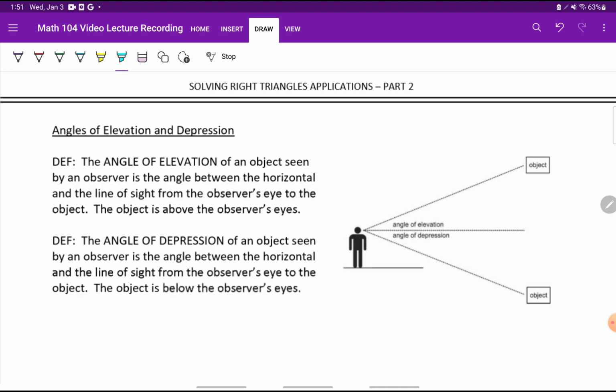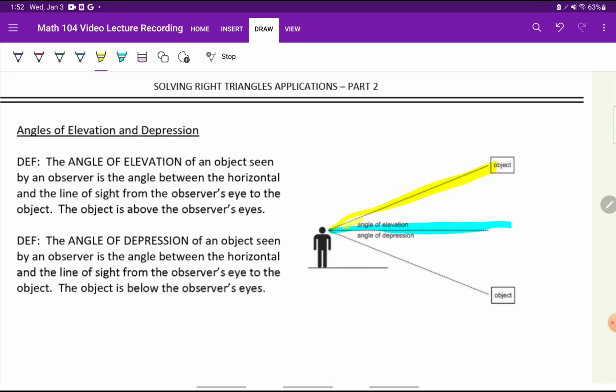So basically, if you check out our diagram here on the side, if you're just looking straight ahead, your line of sight is this horizontal line. If something is above you and you tilt your head up to see it, this amount that you tilt your head up is the angle of elevation.